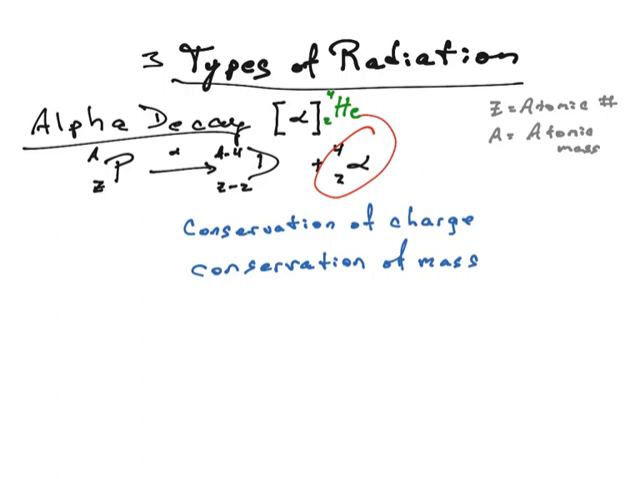So let's look at an example. Here's an example of alpha decay. Let's say we have something like thorium. And thorium, if you look at the periodic table, has an atomic number of 90. And let's say its atomic mass is 228.